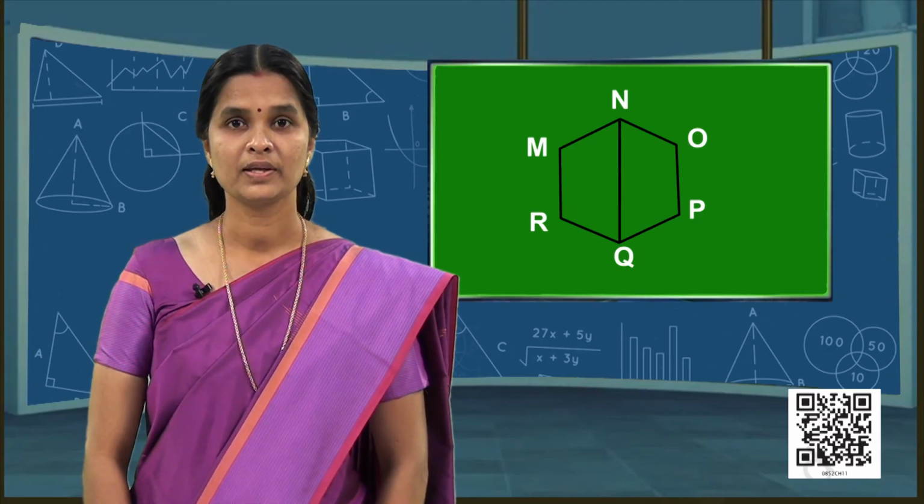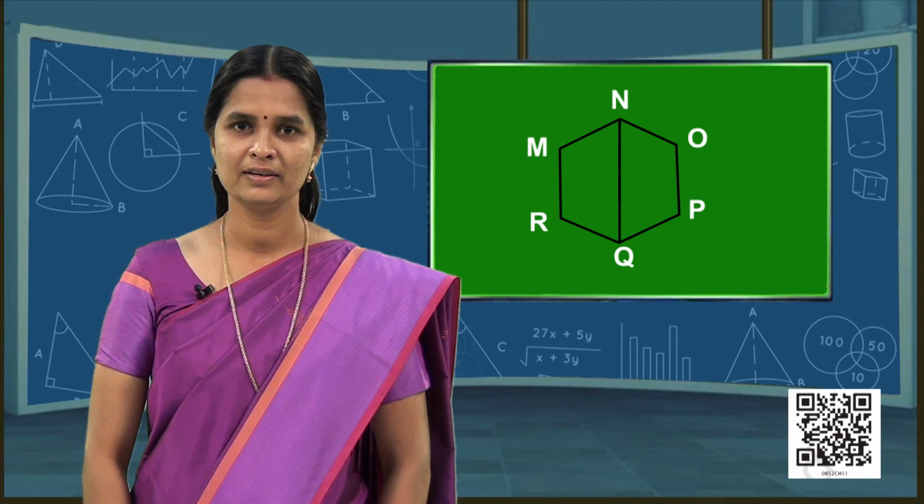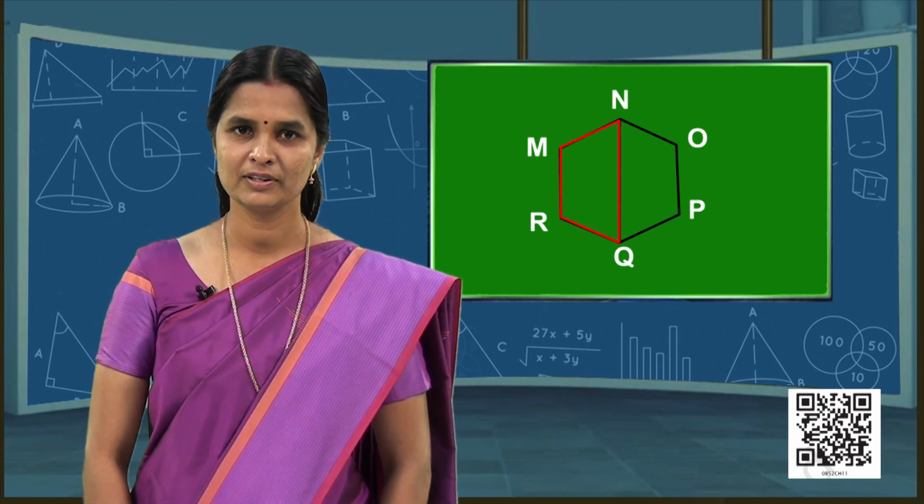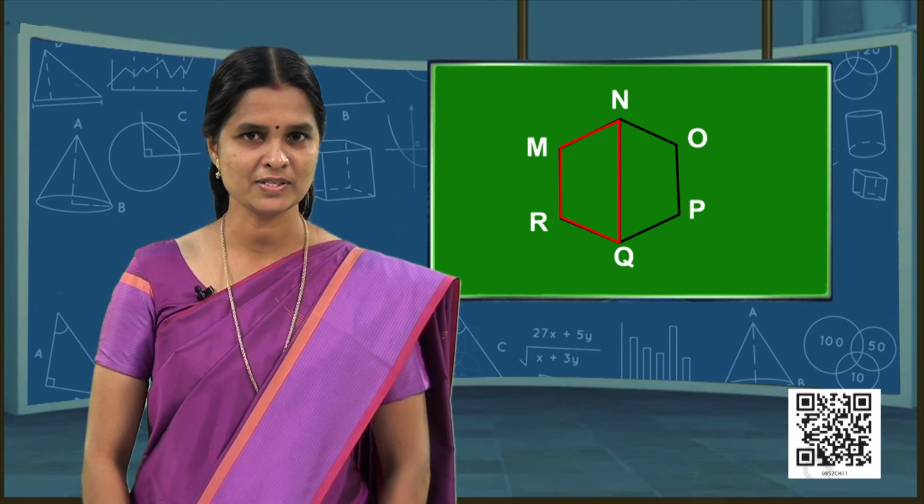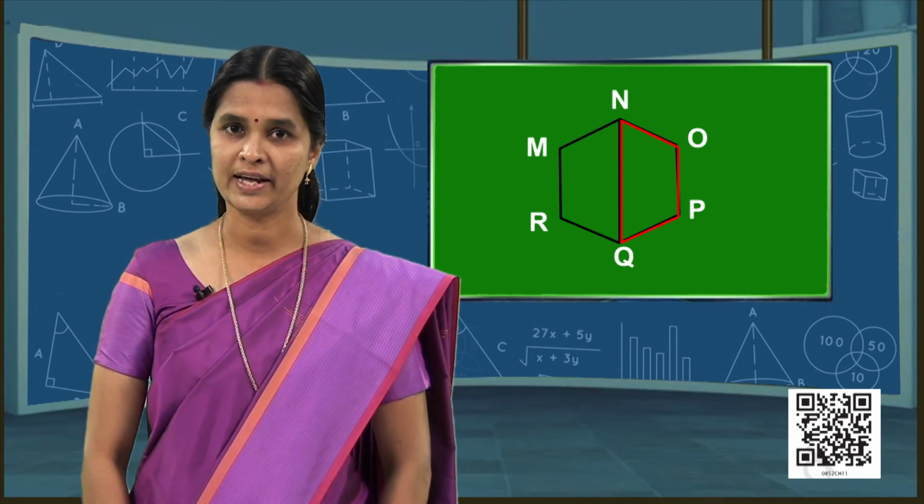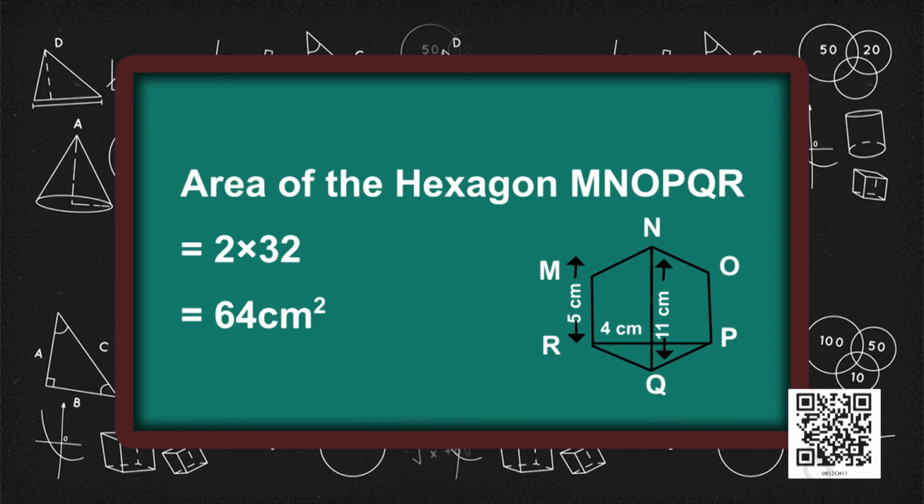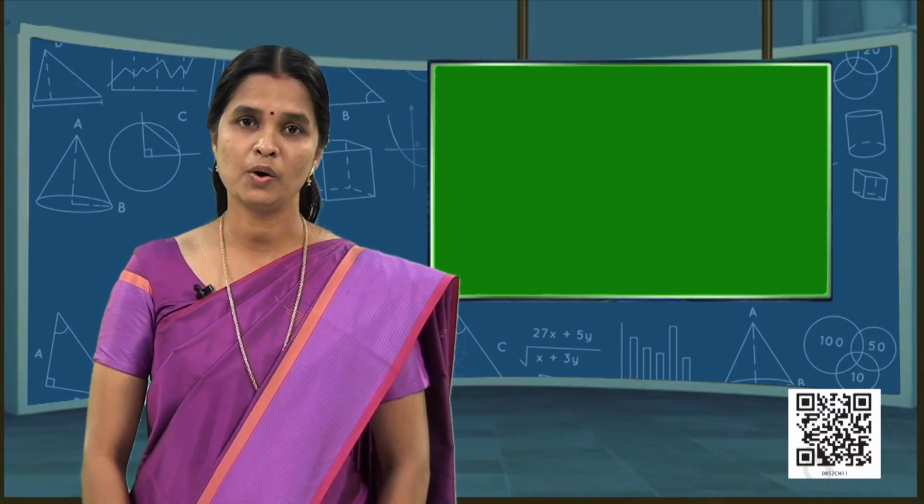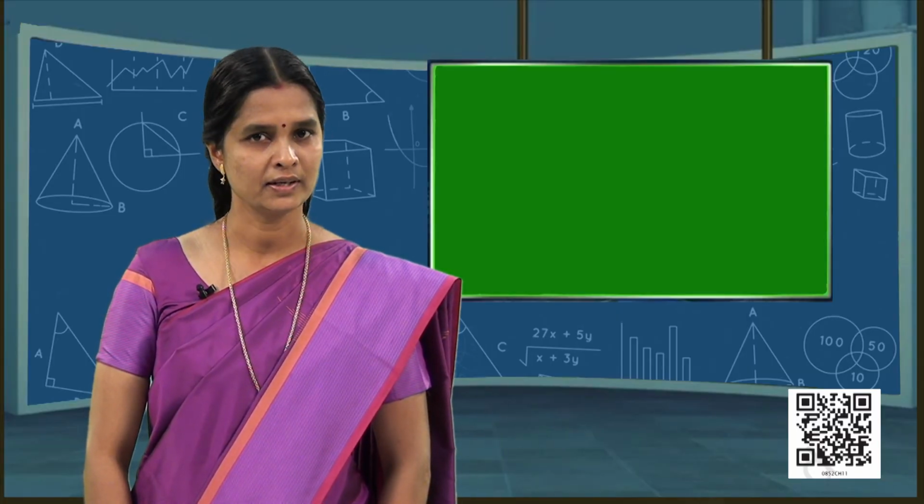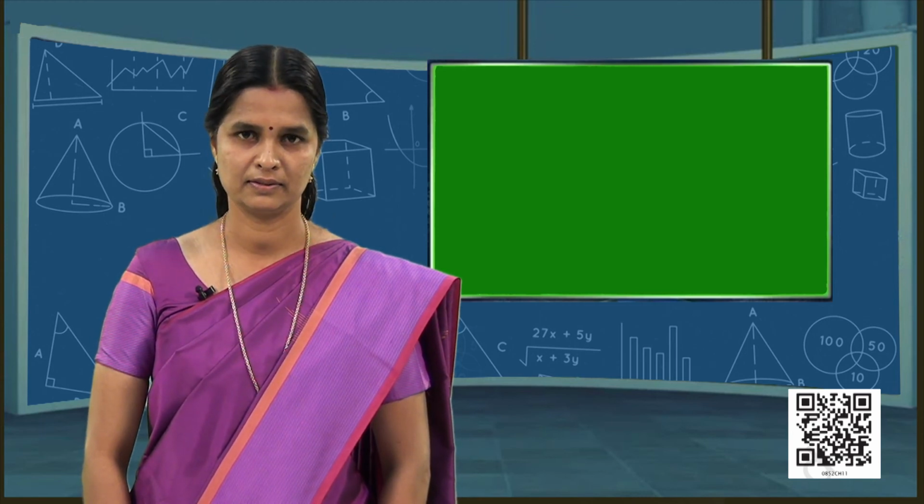Now, the area of the hexagon will be double the area of this trapezium, because we have divided our hexagon into two congruent trapeziums. So, the area of the hexagon MNOPQR is equal to 2 times 32, which is equal to 64 centimeter square. Now, let us see how Ridhima found out the area of the same hexagon.